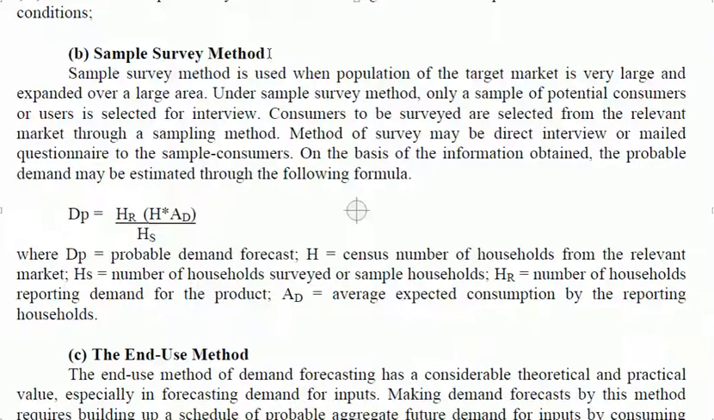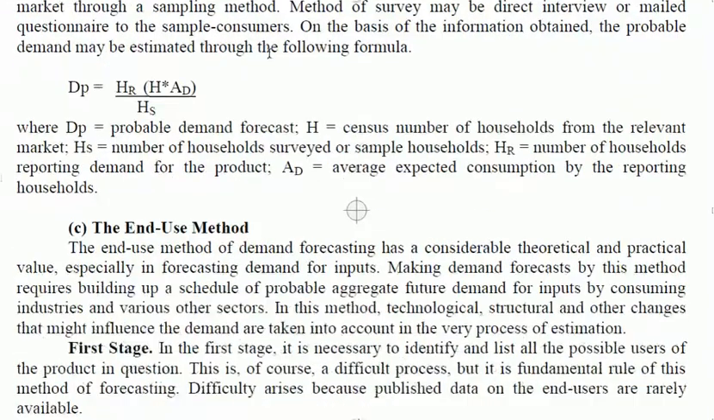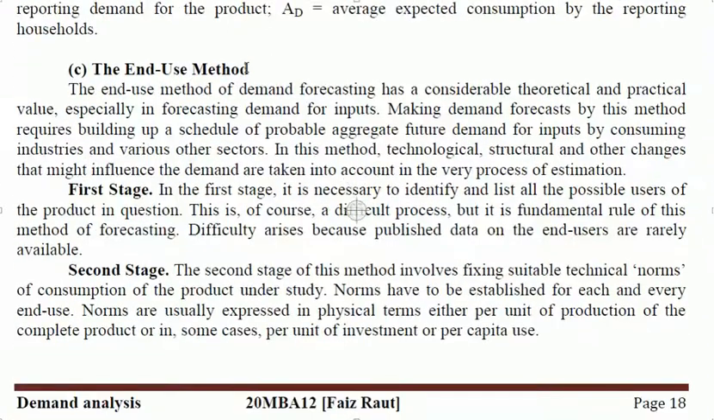So basically, in sample survey, we are going to select a sample from the population and interview them, and then we'll extrapolate that result. Then the third one is about the end use method. In the first and the second one, which were complete enumeration and sample survey, we were asking the consumers who are going to use our product.